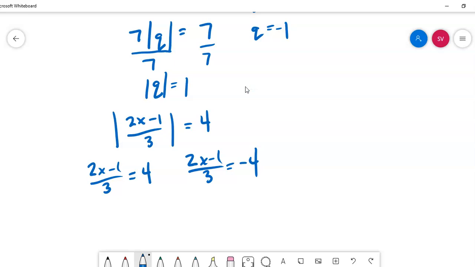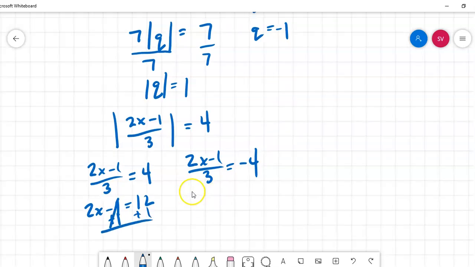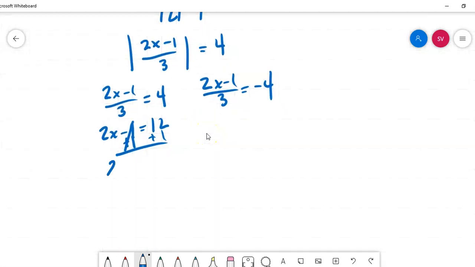Now we multiply by 3 on each side. 2x minus 1 is equal to 12. I'm going to add 1. The 1's cancel. So I get 2x is equal to 13. We'll divide by 2. X is equal to 13 halves.